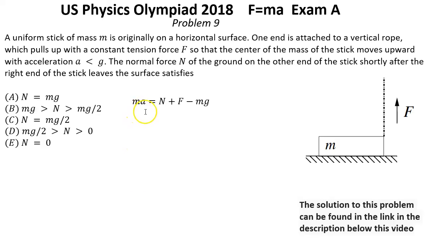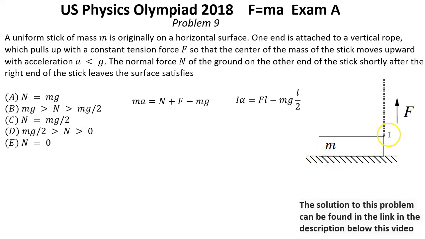We have ma equal normal force plus force F minus gravity force. That's a vertical equation. Rotational motion. We have two forces which create torques around the bottom left corner of this stick.